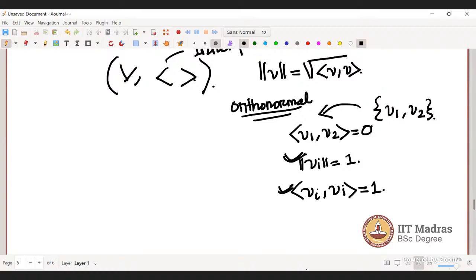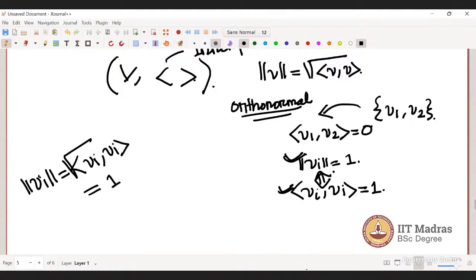More or less they are the same thing, right? See, this norm of Vi is basically this, and if this is 1, then certainly this is 1, and if this is 1, then certainly this is also 1. But the condition is that the algebraic expression should be equal. That is where I am reaching.